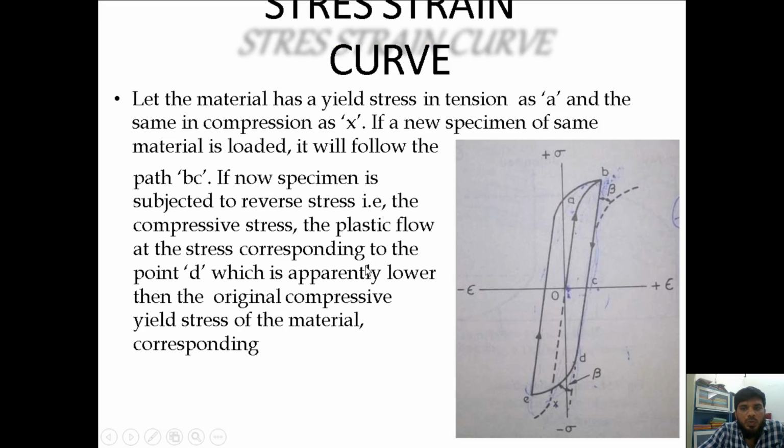Now the conclusion we draw from the Bauschinger effect is that metal forming operations result in a situation of exposing the metal workpiece to stresses of reversed sign.